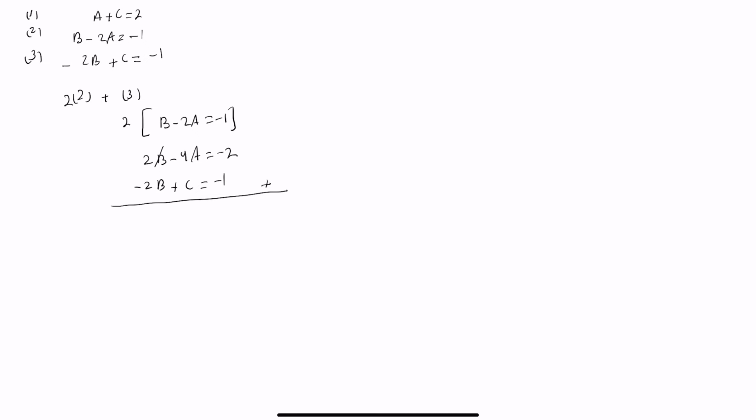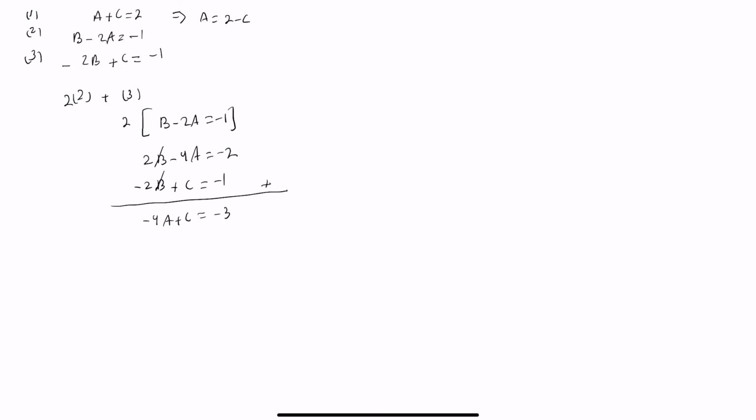So first notice that the b's will cancel each other. And then we are left with minus 4a plus c, that's going to be equal to minus 2 plus minus 1. It's minus 3. Now I can use equation number 1. So I'm going to solve for a. A is going to be equal to 2 minus c.